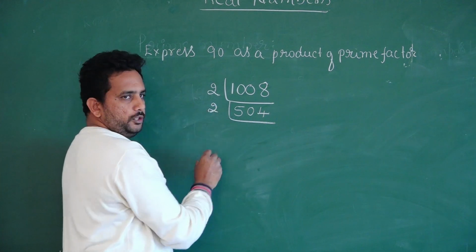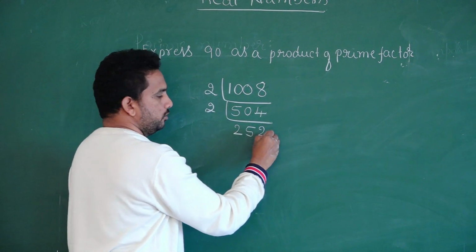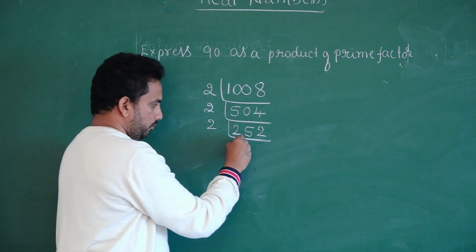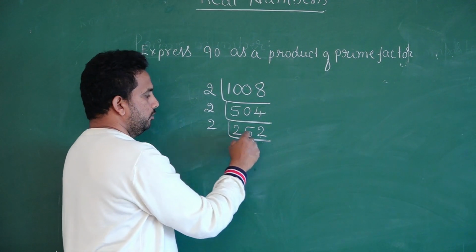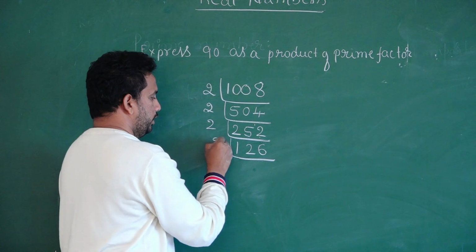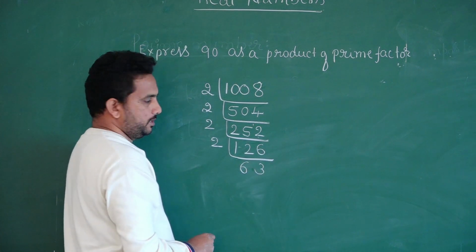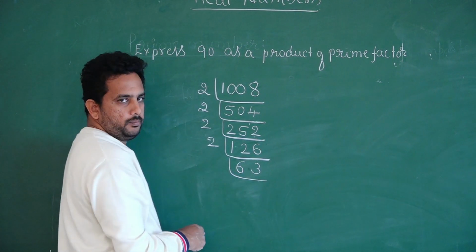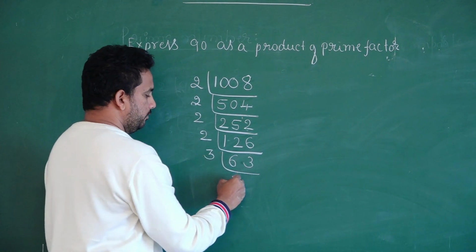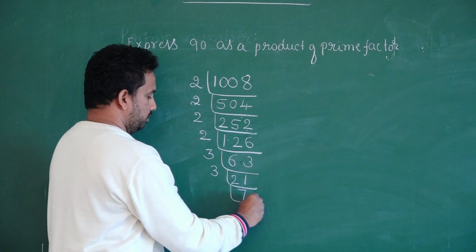So it is also divisible by 2. 2 twos are 4, 1 carry. 2 twos are 4. Again it is divisible by 2. 2 ones are 2, 2 twos are 4, 1 carry. 12 is there. So 2 sixes are 12. Again it is divisible by 2. 2 sixes are 12, 2 threes are 6. So 63 is not divisible by 2 because it is an odd number. Therefore we can take 3. 3 twos are 6, 3 ones are 3. Again go with 3, 3 sevens are 21, then 7 ones are 7.